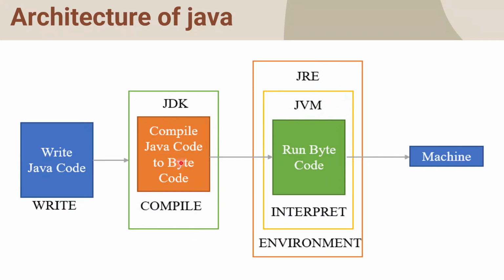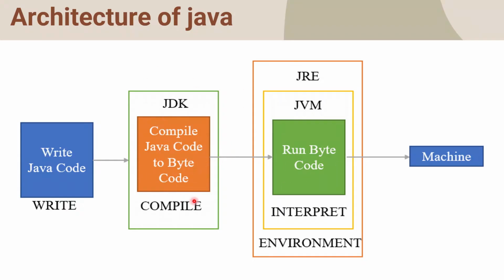So what does this Java compiler do? Java compiler means converting from one language to another language. It becomes the converter where Java code is converted into bytecode with the help of the Java Development Kit.